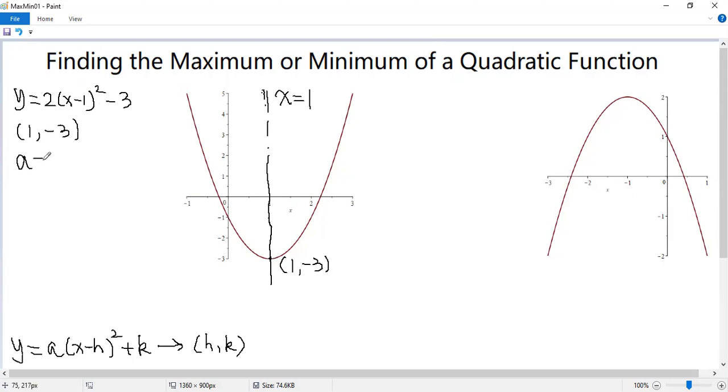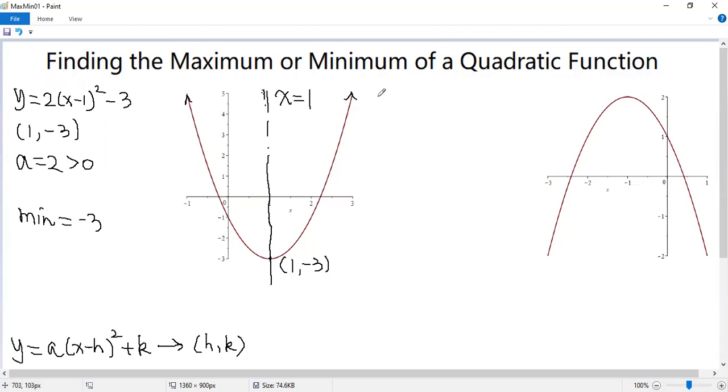Now a equals 2, greater than 0. So it opens up. So it has a minimum of negative 3, which is the y coordinate of the vertex.